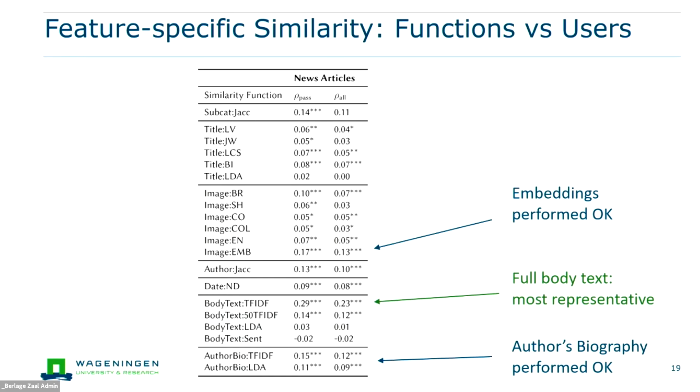A few other features performed okay, such as similarity functions using image embeddings or the author biography. But what you can also note is that even though a lot of users indicated using the title in their similarity judgments, these correlations are really small. I mean, some are significant, but 5, 6, 7%, that's very minimal. So they didn't seem too related.